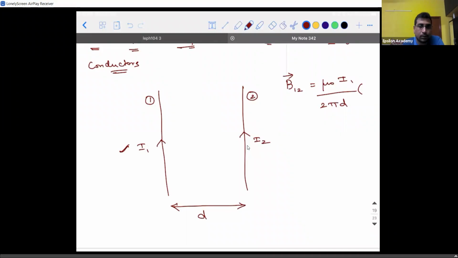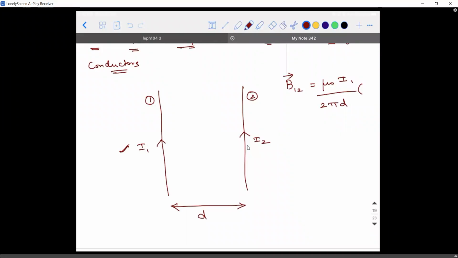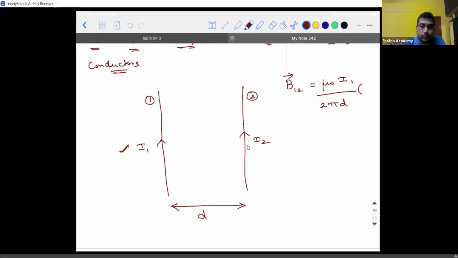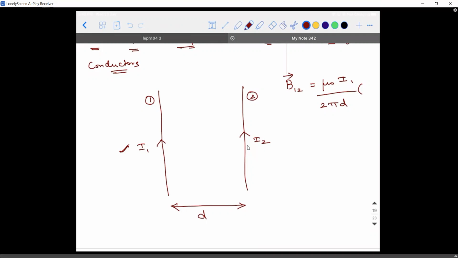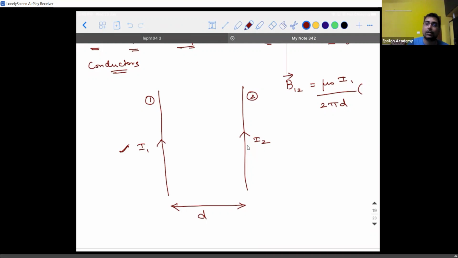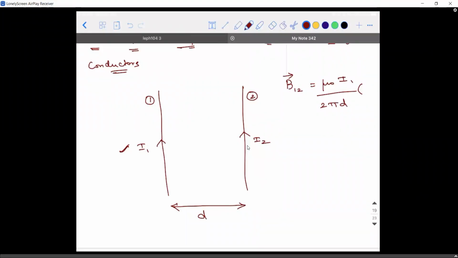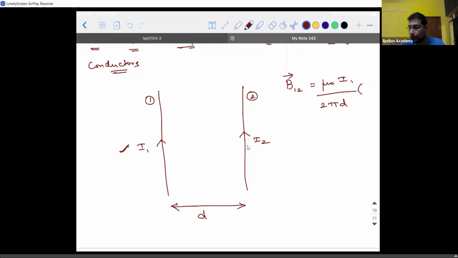Due to I1 near point 2, it will see I cap is in this direction. Sir, it'll come towards point 2, sir. Means it will be into the plane. I'm asking whether it is into the plane or out of the plane. Into the plane. I1 is like this. On the right hand side, it is going to be into the plane. It is minus k cap.